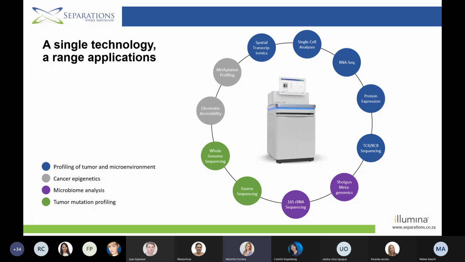So just to summarize the things that we've discussed, it's high throughput sequencing with a bunch of different applications that we can do on the NovaSeq. We've got the chromatin accessibility and methylation profiling for your cancer epigenetics. Profiling of your tumor and microenvironments you can do by spatial transcriptomics, single cell analysis, RNA sequencing, protein expression, and T-cell receptor and B-cell receptor sequencing.